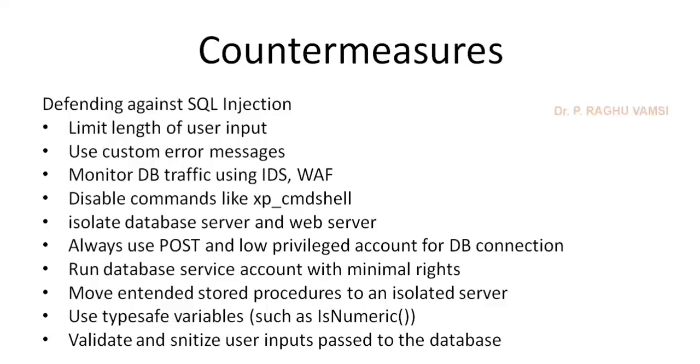Next one is always use encoding and also use the POST method, so that the URL will not be understood by anyone. If you use the GET method, obviously the URL can be understood, because whatever input you provide via the form can be shown on the URL bar. And always use low privileged accounts for database connection. Next one is run the database service account with minimal rights. That means always provide a maximum of read access or view access. Minimal rights must be there. Whenever you try to execute committing or rollback, especially transaction control language related commands, obviously admin permissions are required.